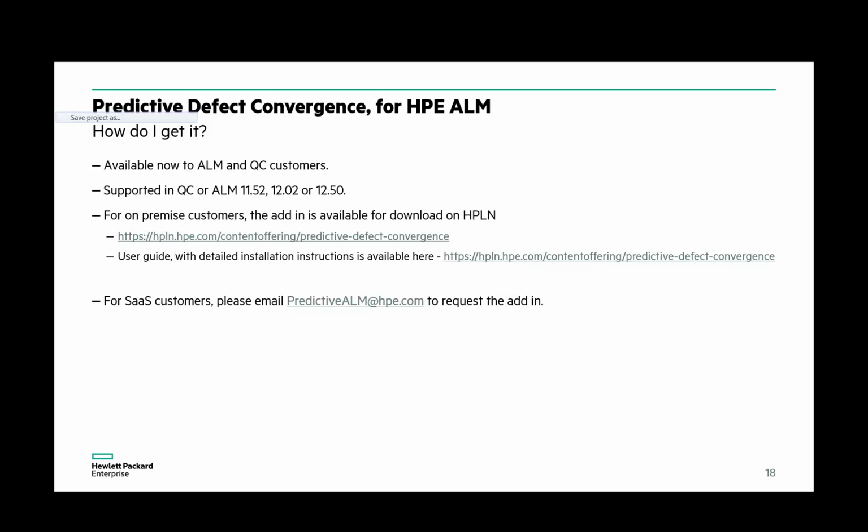To clarify, the predictive defect convergence that Megan demoed today is available already today for Quality Center and ALM customers. You can get it on the HPE Live Network. You do have to be logged in to the system to actually get it. But in future, some of the new predictive capabilities we're looking to build that have not yet been built are likely going to be a separate offering that you can add on to your existing tool set.